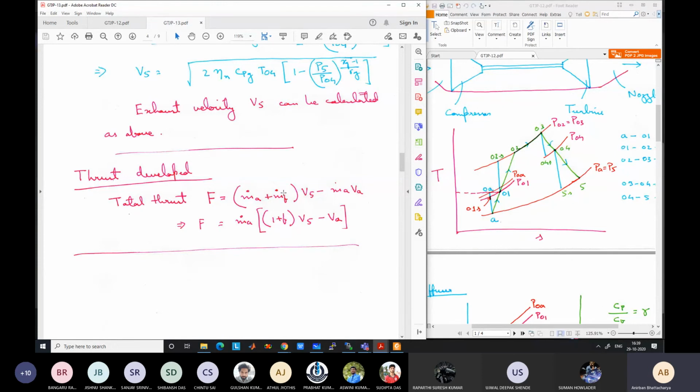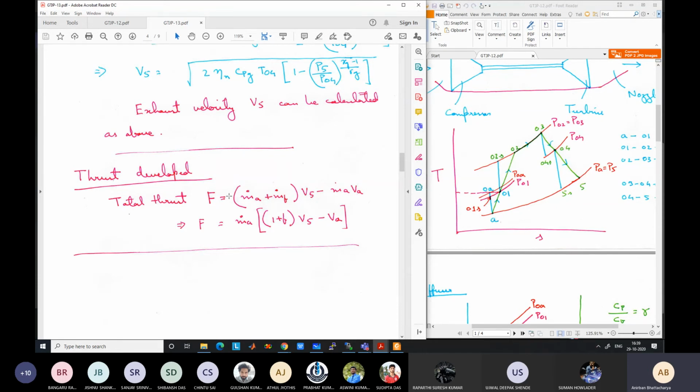This again we will discuss in the next class, but let me just conclude it here. What was the inlet momentum of the fluid? m dot a into Va. So the change in momentum that has occurred in the fluid per unit time is equal to the thrust. This is the force that is being applied on the engine for forward propulsion.